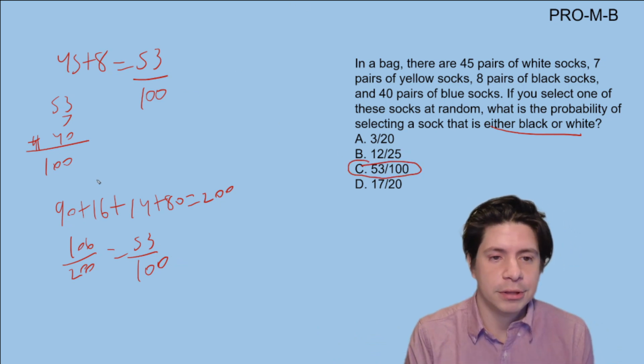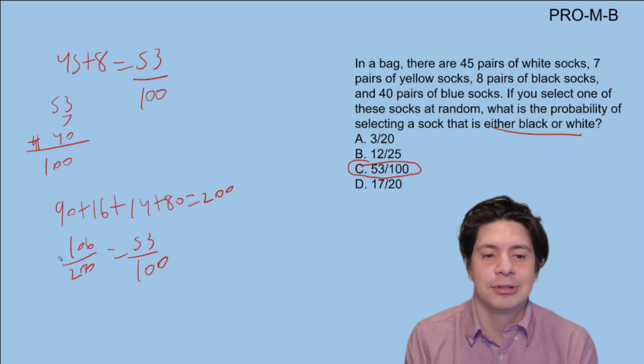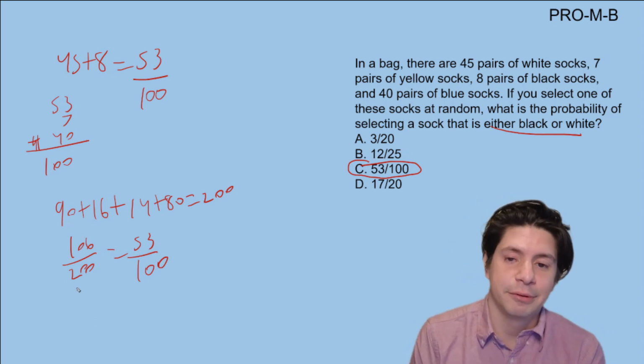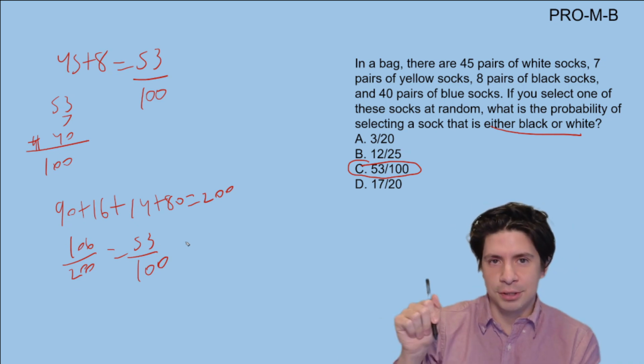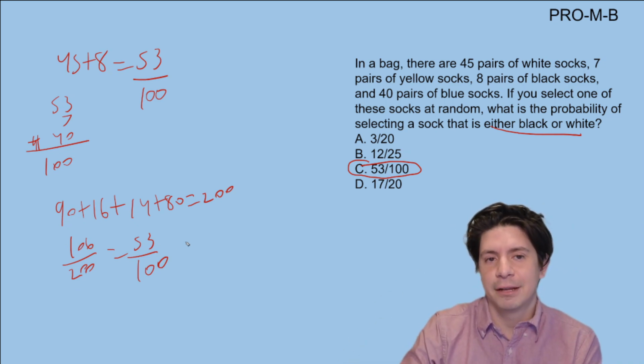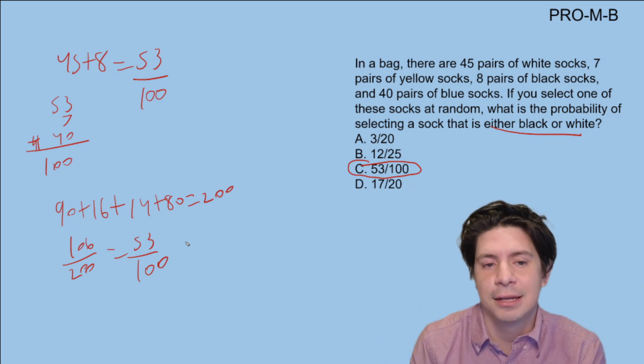There's nothing wrong with doing this. It just takes longer, and there's a higher chance of messing up, and you have to simplify at the end, right? And this might be done in a question where you're having to draw socks one at a time and having to find the probability. I'm sure we'll do questions like that in the future.